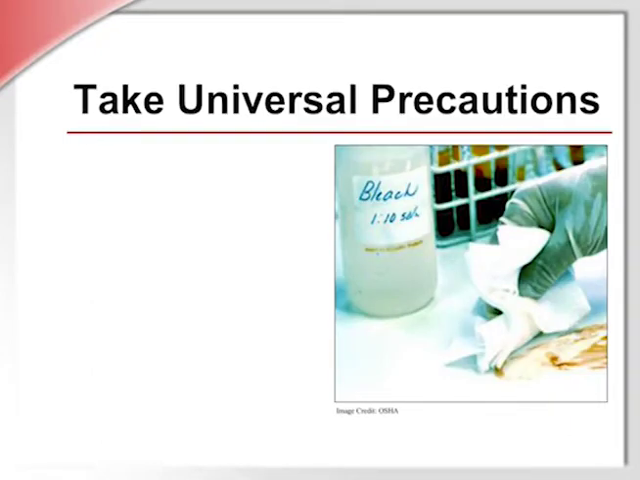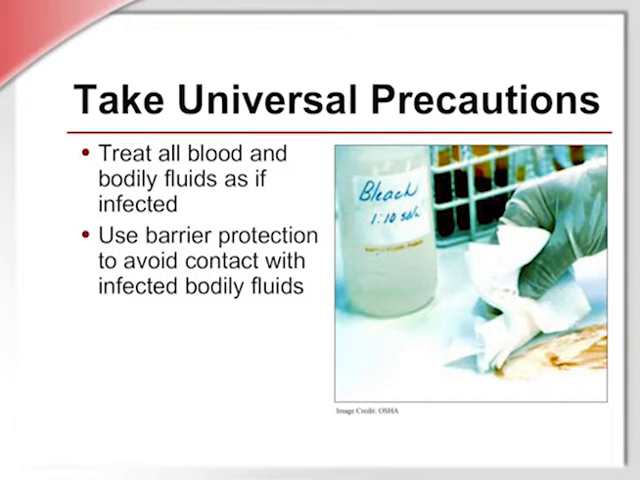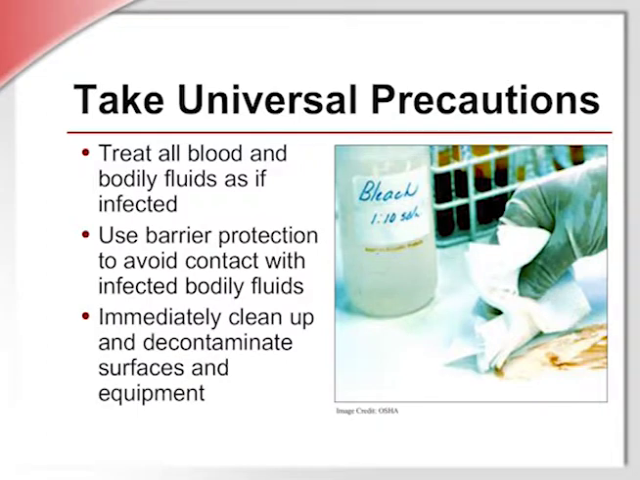Take universal precautions. This is the #1 rule for preventing exposure to bloodborne pathogens. Taking universal precautions means treating all blood and bodily fluids as if they are infectious for HIV, hepatitis, and other bloodborne pathogens. Using barrier protection, gloves, masks, aprons, protective eyewear to avoid contact with bodily fluids. Avoiding direct contact means there is no exposure. Finally, immediately cleaning up and decontaminating surfaces and equipment that have contacted blood or bodily fluids.